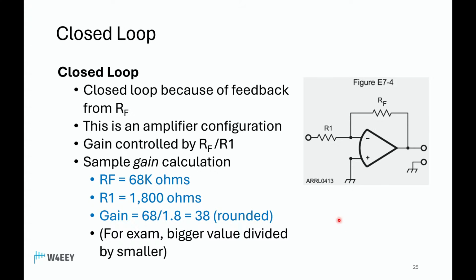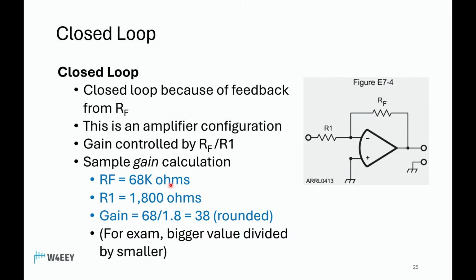Now here's a gain calculation. In the pool questions, there's, I think, 3 or 4 of these. They're extremely simple, so let's look at this one. In this case, the feedback resistor is 68K, 68,000 ohms. R1, the input resistor, is 1,800 ohms. And the gain is just one divided by the other.